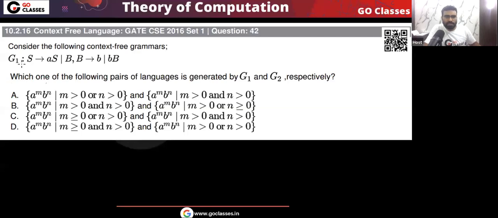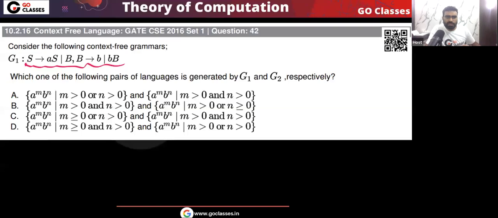Now you notice one thing in this question: this G1 is given to you, and we need to find which of the options is the language. If you notice, in all the options, I have a power m, b power n. In all the options, this is common. The only change is m greater than or equal to 0, or m greater than 0, n greater than 0, n greater than or equal to 0. Basically, n greater than 0 is also the same, but there is an or here, an or here, and an and here. So basically, this is the only change.